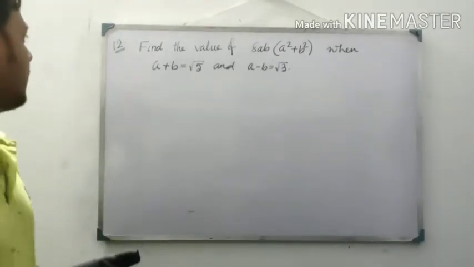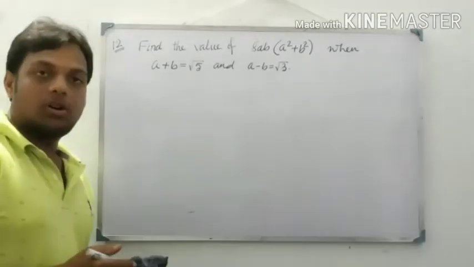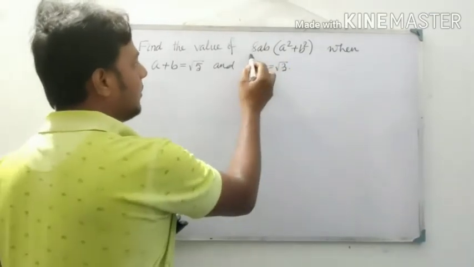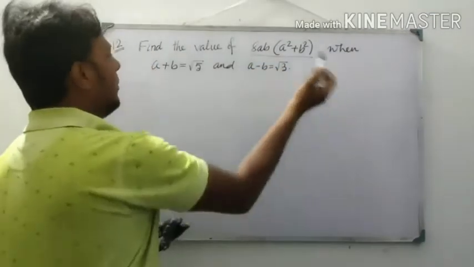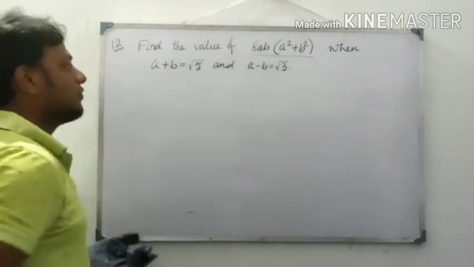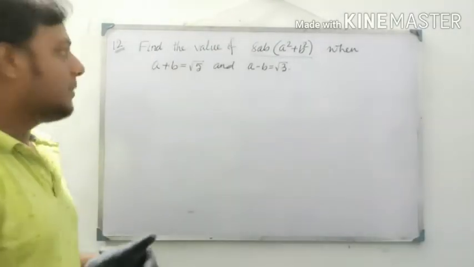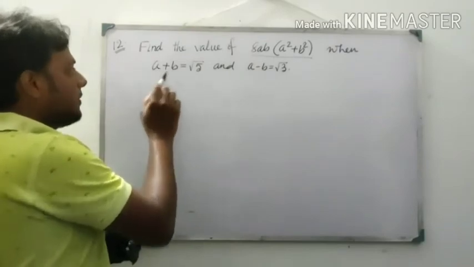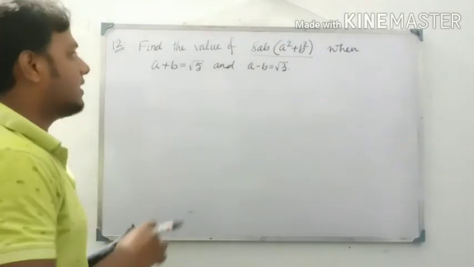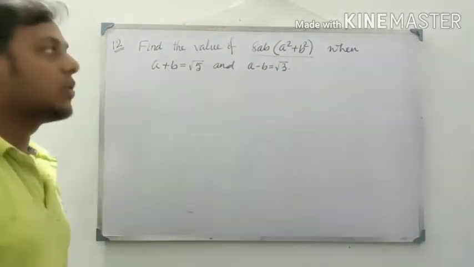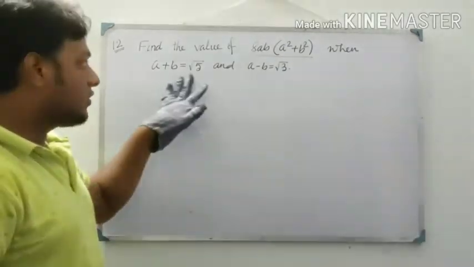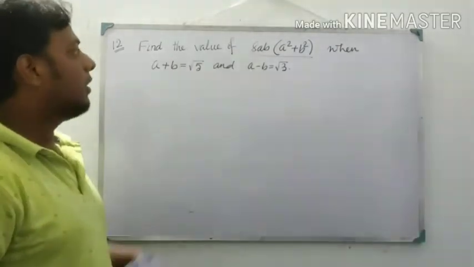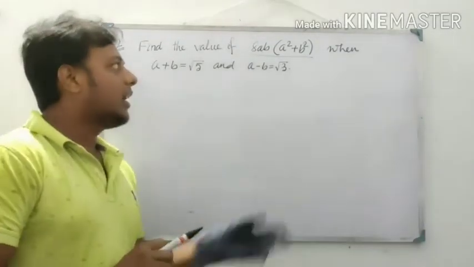This is problem number 12 from the exercise. Find the value of 8ab into a square plus b square. That means we have to find out the value of this when a plus b is root 5 and a minus b is root 3. So the givens are: a plus b equals root 5, this is the first given, and the second given is a minus b equals root 3. By using these two givens, we have to compute the value of 8ab into a square plus b square.